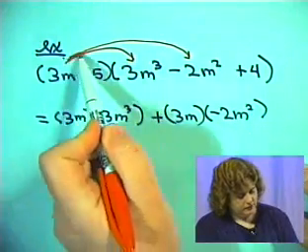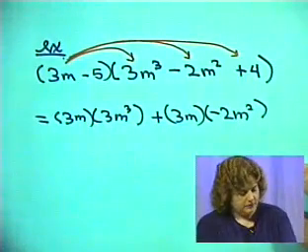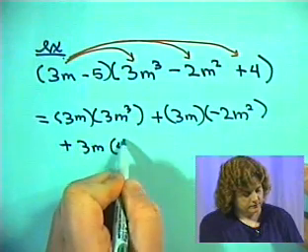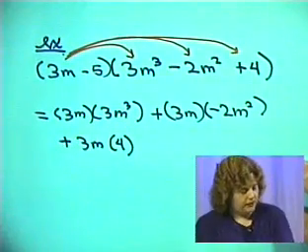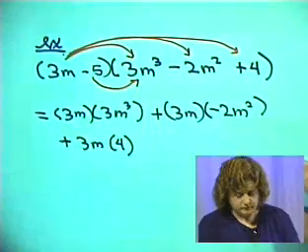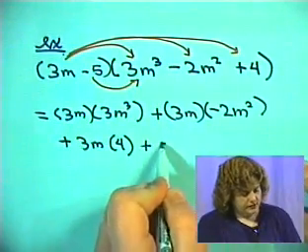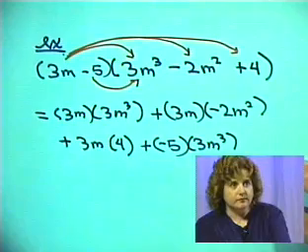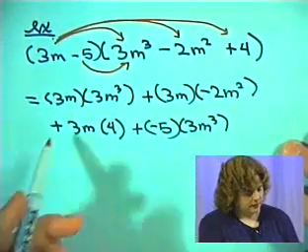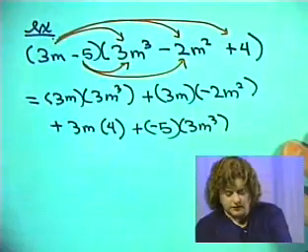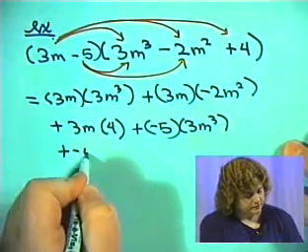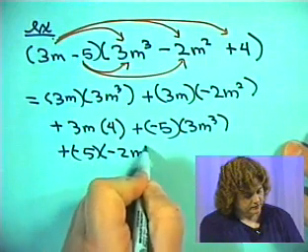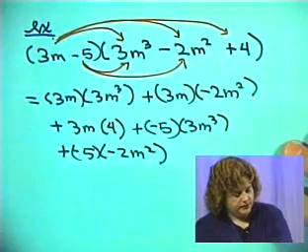And continuing, we'll have the 3m times the 4. Then we'll work with the negative 5. We'll have the negative 5 times the 3m cubed, and again times the negative 2m squared, and finally times the 4.